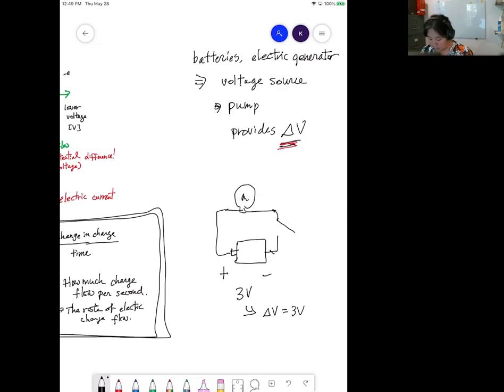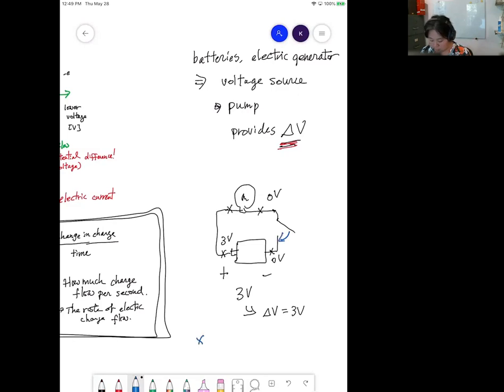So let's say this is 3 volts, what's the voltage here? That's going to be 3 volts. But then after you go through the light, it's going to be dropped to 0 volts. And then here is going to be 0 volts, because you use up that energy through the light. But this only happens when you have a switch that's closed.